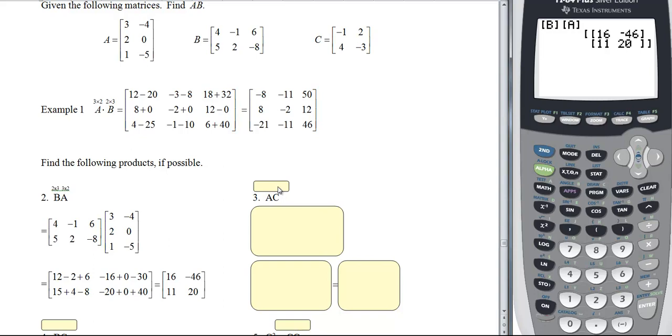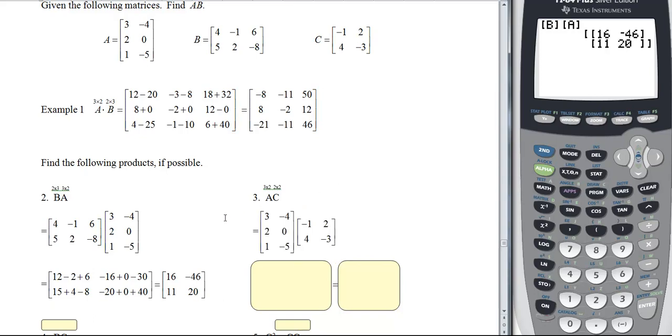Go and size A times C. We can do it. Inside numbers match. My answer should be a 3 by 2. We'll see that in a second. I didn't check this one. Outside value, it'd be a 2 by 2, which is what I did end up with. So let me get my A and C so I can see those.